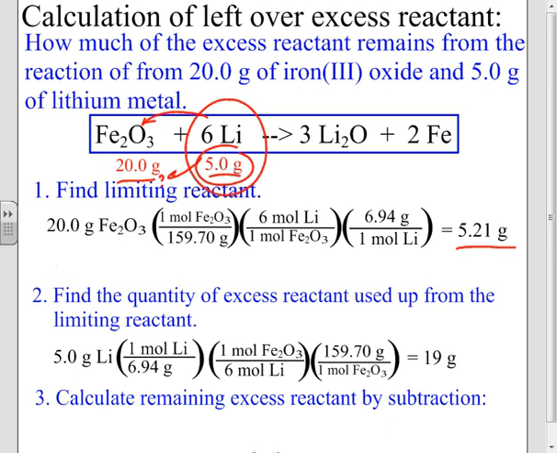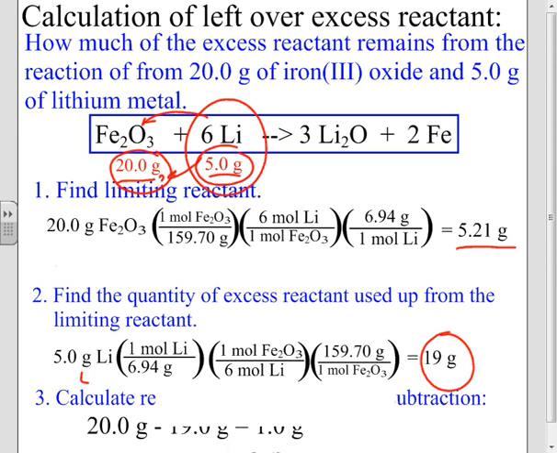And it turns out for 5 grams of the limiting reactant, you will use up 19 grams of the excess reactant. Since we started with 20 grams of the excess, all we need to do is subtract the 2 to calculate how many grams of the excess reactant is going to remain. And so 1 gram of the excess will remain.